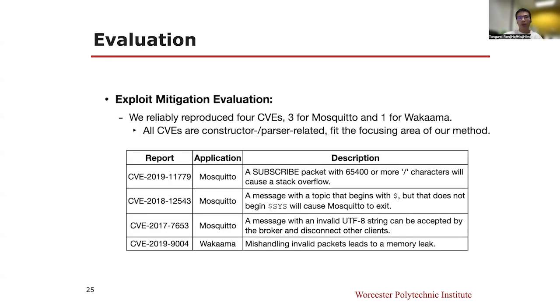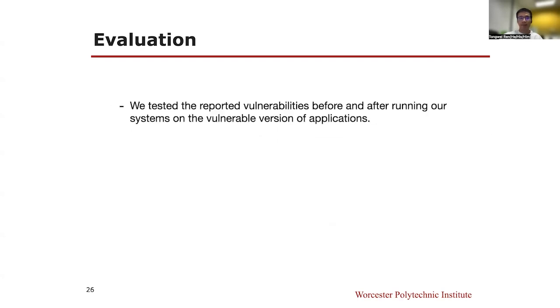We then did exploit mitigation evaluation to evaluate mutations. We reliably reproduced the 4 CVEs, 3 for Mosquitto and 1 for Wakaama. All CVEs are constructor or parser related, fitting the focus area of our approach. As shown in the below table, all these security bugs can be triggered by sending a designed malicious message.